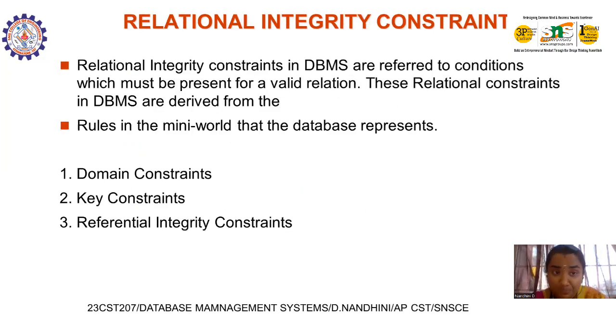Next is relational integrity constraints. Relational integrity constraints in DBMS refer to conditions that a valid relation must satisfy. These constraints consist of three things: one is the domain constraint, next is the key constraint, and next is the referential constraint. Let us see them one by one.